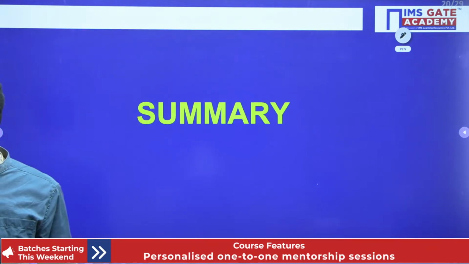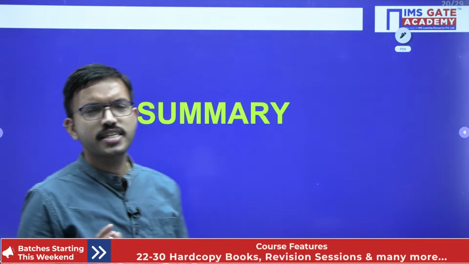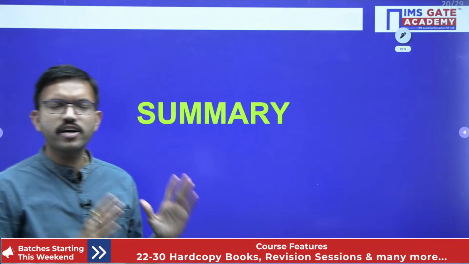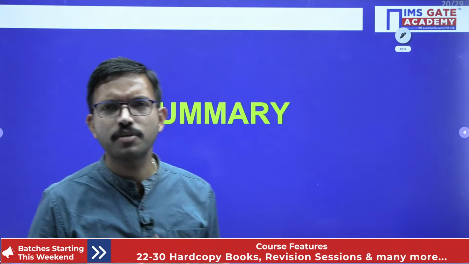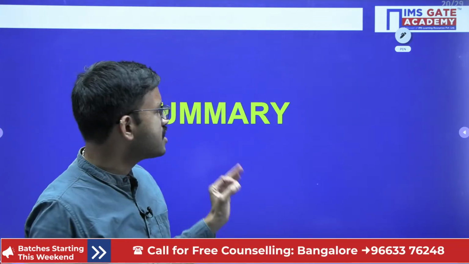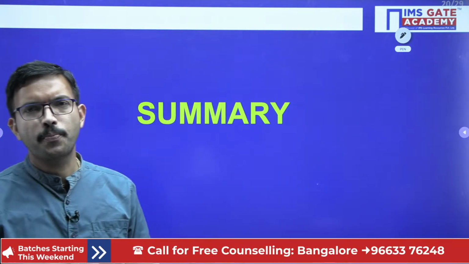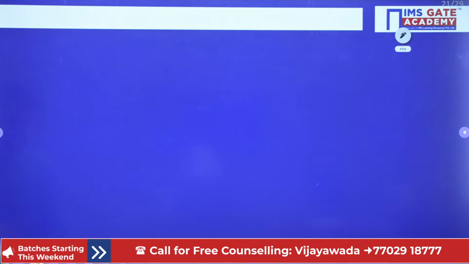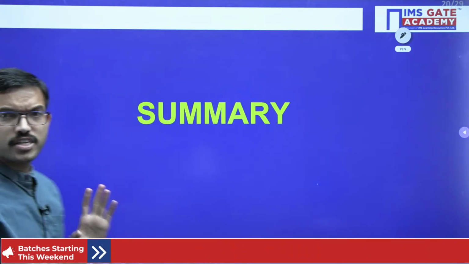So in this particular session we have discussed BCD code, XS3 code and gray code. Regarding these three codes we have discussed in detail how to represent these codes and what is the significance of each and every code. So with this we have completed the first chapter.